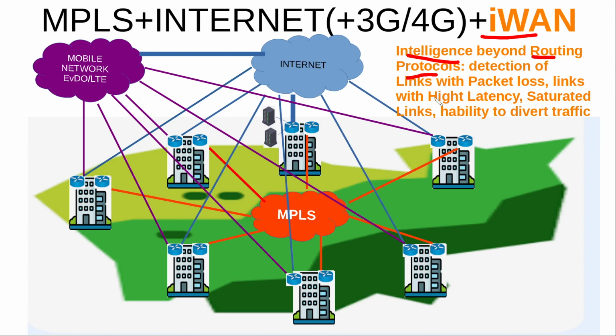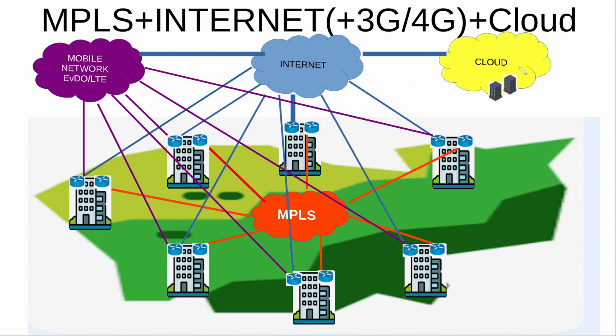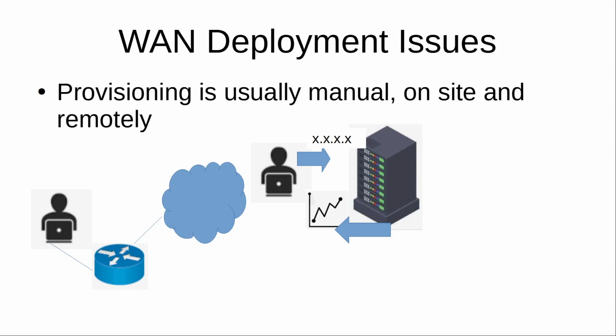So IWAN provides you with intelligence to, for instance, see if this link is starting to lose packets. You can divert traffic to another link without waiting for this link to go down. Or if this link starts to become saturated, maybe divert some traffic to another available link. So you will need other servers in order to accomplish that, and these servers could be placed on the cloud as well.